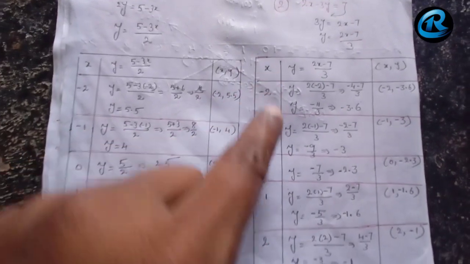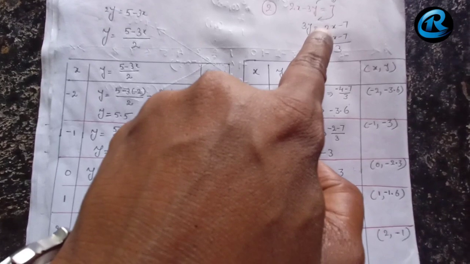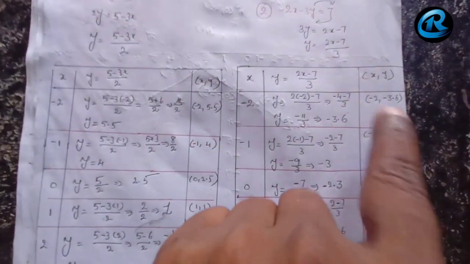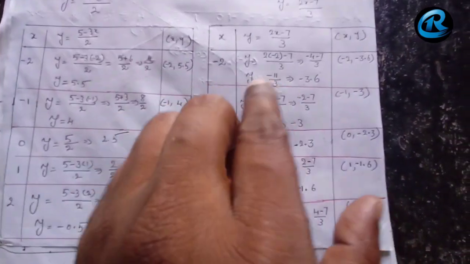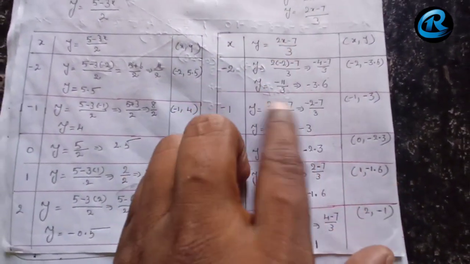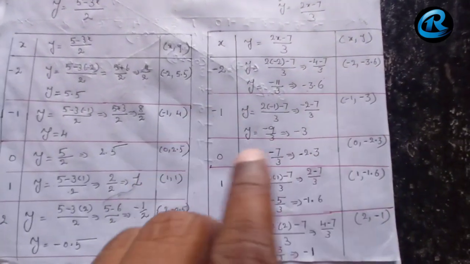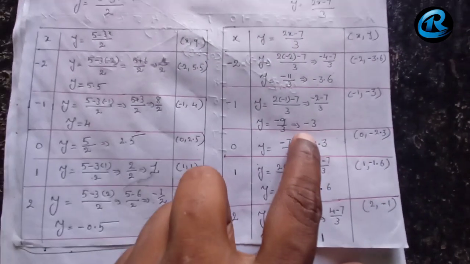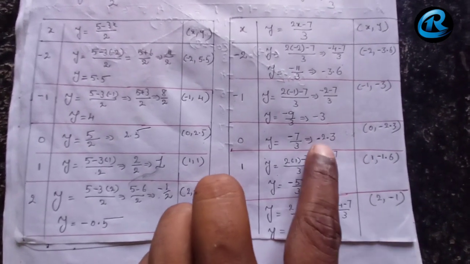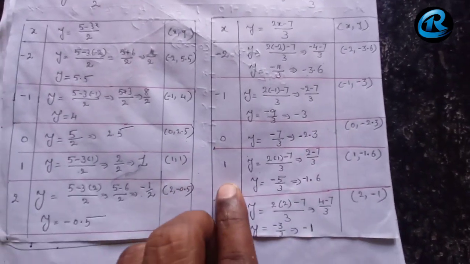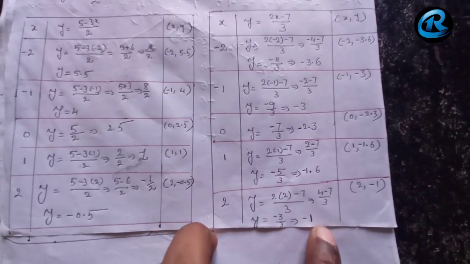So simple. Here we have to assume x values, and y equal to 2x minus 7 by 3. Then y value, x comma y. So minus 2, minus 1, 0, 1, 2 you assume it. Substitute minus 2 here, then we get the y value as minus 3.6. When x is minus 2, y is minus 3.6. When x is minus 1, y is minus 3, so minus 1 comma minus 3. If x is 0, y is minus 2.3. If x is 1, y is minus 1.6. If x equal to 2, the y value is minus 1.